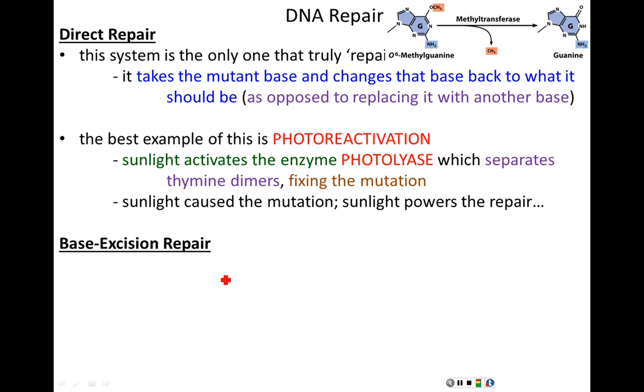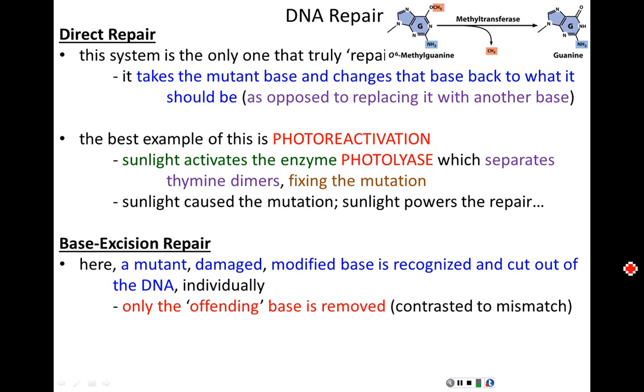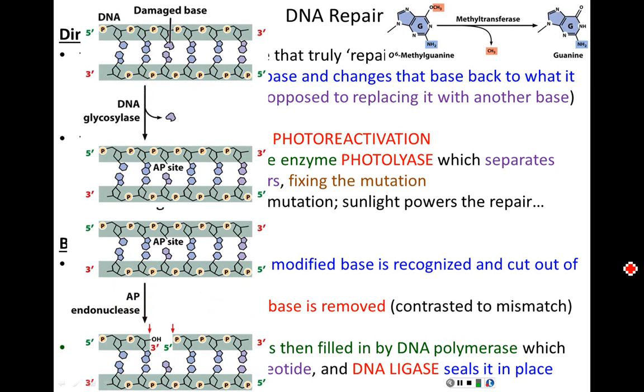Another repair mechanism that we have in our cells is called base excision repair. Here, a mutant damaged base is recognized and cut out of the DNA as a single base. Only that one base is removed. Only the mutant base is removed. Again, contrast this to mismatch, where we said we chew from the methylation point all the way to the distortion. Here, only the mutant base is removed. That single nucleotide gap is then filled in with DNA polymerase. You still need the DNA polymerase enzyme to come in and put that new nucleotide down. And then we need DNA ligase as well.